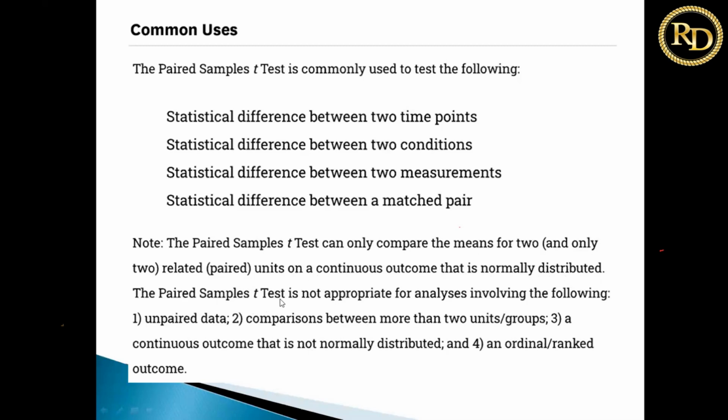The paired sample t-test is not appropriate for analysis involving the following: unpaired data, where we use the independent sample t-test; comparison between more than two units, that is more than two groups, where we will be using repeated measure ANOVA; and a continuous outcome that is not normally distributed, where we go for the non-parametric test. For ordinal or ranked data, we also go for the non-parametric test.